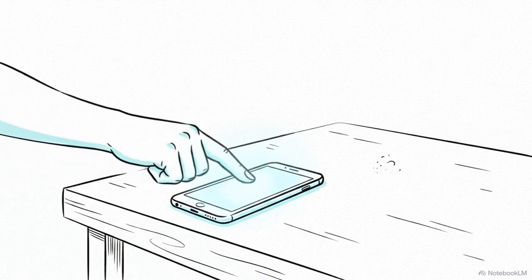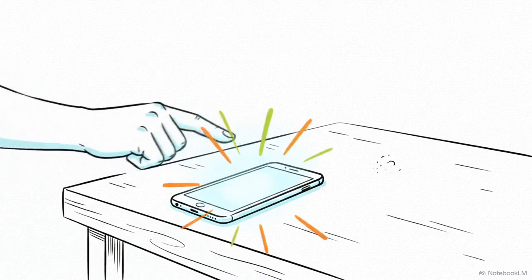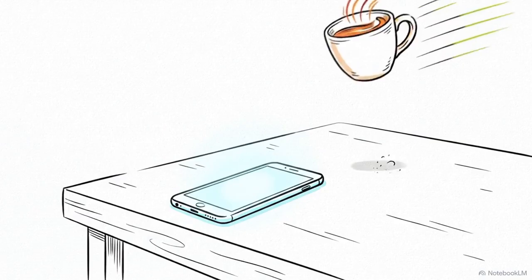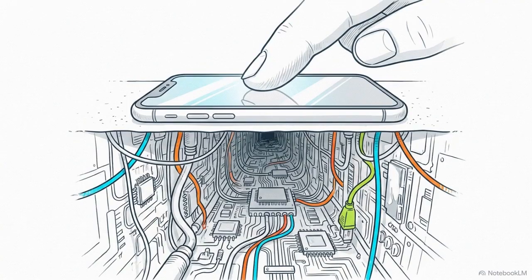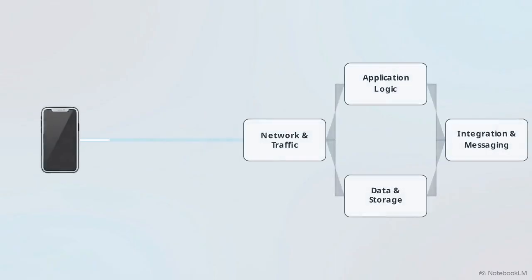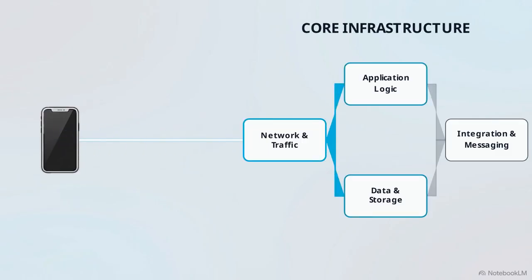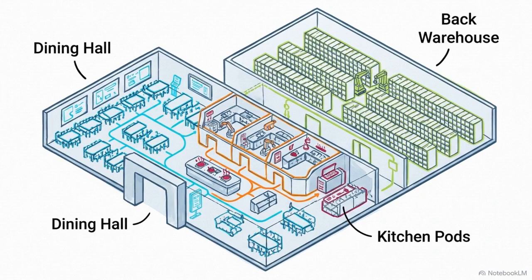We tap a button on a piece of glass, and almost instantly, a car shows up, a movie starts playing, or a coffee arrives. But have you ever wondered what actually happens in the few milliseconds after your finger lifts off that glass? To make that moment happen, your request has to travel through a highly organized digital assembly line known as system architecture. It is easier to understand if you imagine that architecture as a massive, high-tech restaurant.